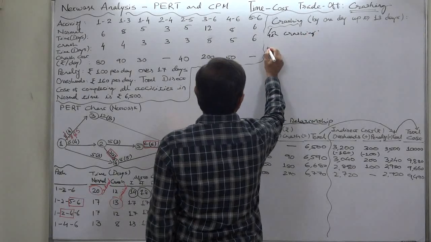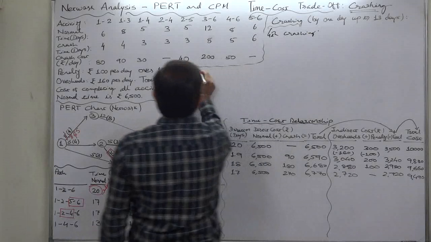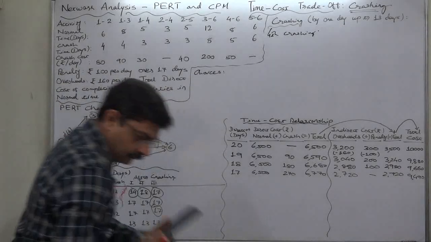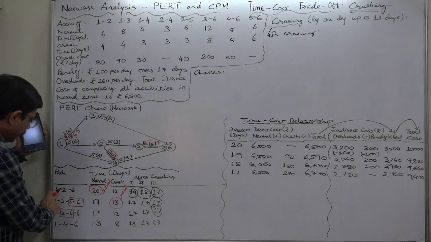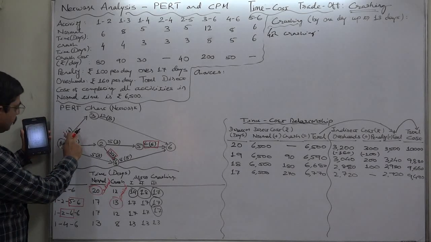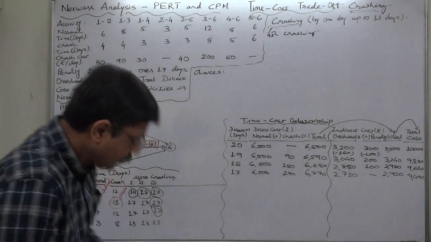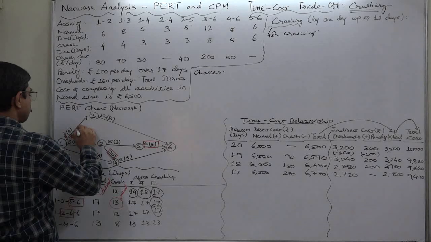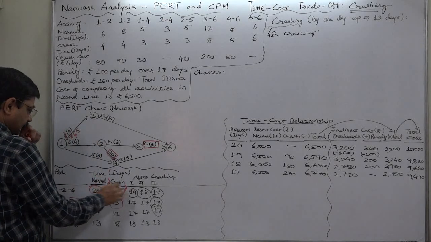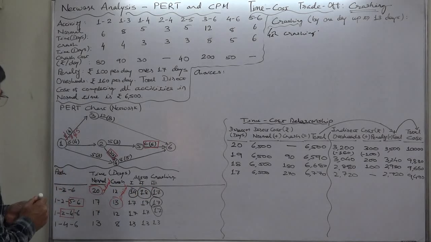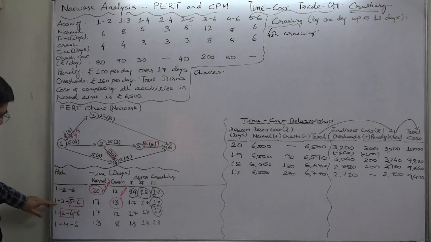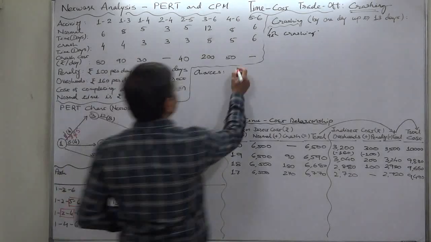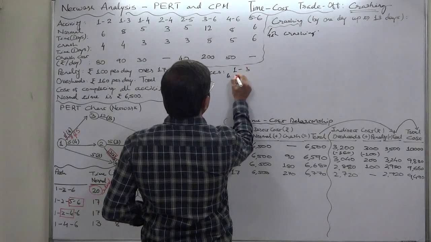First of all, how many choices are there with us? First we have the choice of 1-3 from the first path, and 1-2 from the second and third. So 1-3 and 1-2.